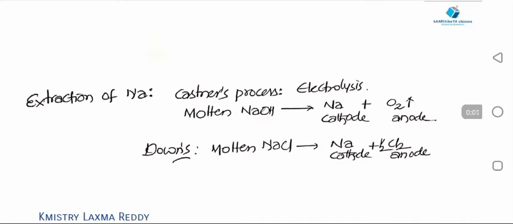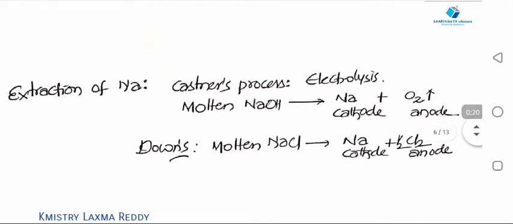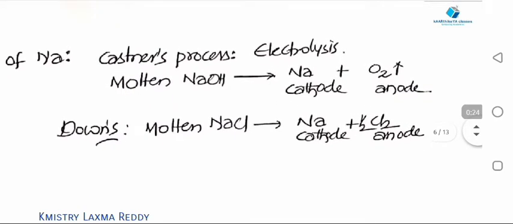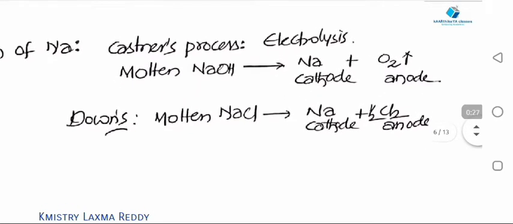Hello. In continuation of alkali metals, we'll go with now extraction of sodium. Sodium extraction is discussed under metallurgy category. Here I give you just a brief intro. Sodium can be extracted by the molten sodium hydroxide electrolysis. This method is called Castner's process, where the products are at cathode sodium and at anode oxygen.